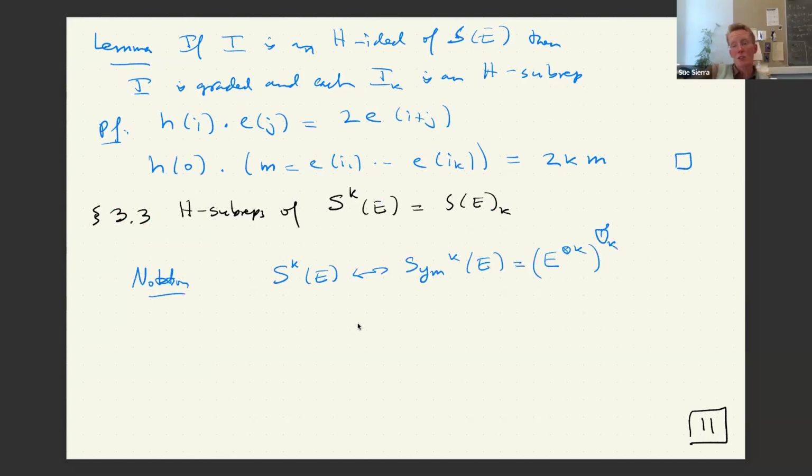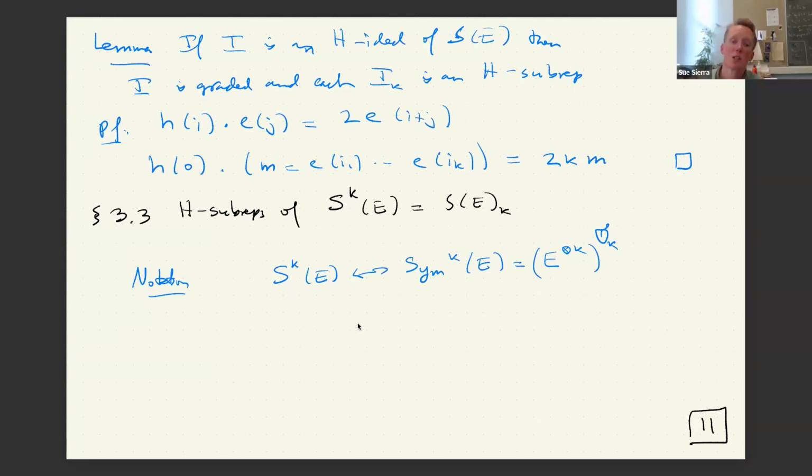So this suggests a further reduction to our problem. We started by worrying about two-sided ideals of the enveloping algebra of the loop algebra. We then realized we can get some information by looking at H subrepresentations of S(E). And now we've realized there are H subrepresentations just of the individual symmetric powers of E floating around, which are the graded pieces of J intersect S(E).